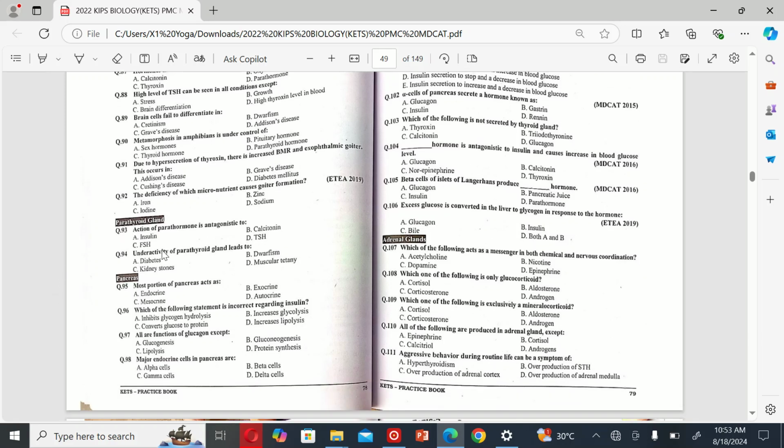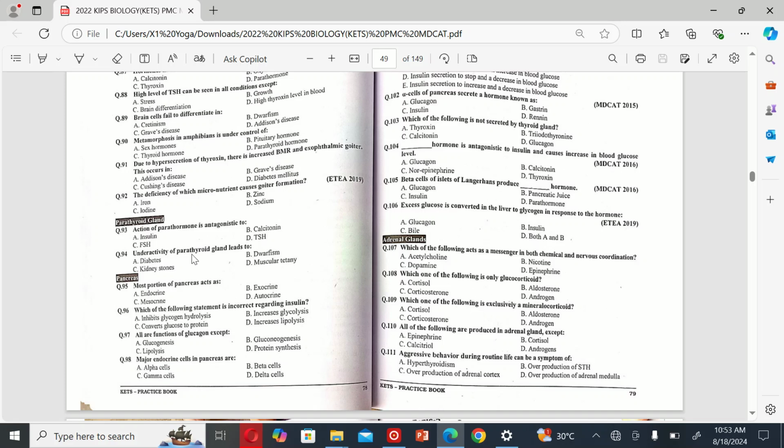The next MCQ is: the action of parathormone is antagonistic to A. Insulin, B. Calcitonin, C. FSH, and D. TSH. So the correct option is B. Calcitonin.